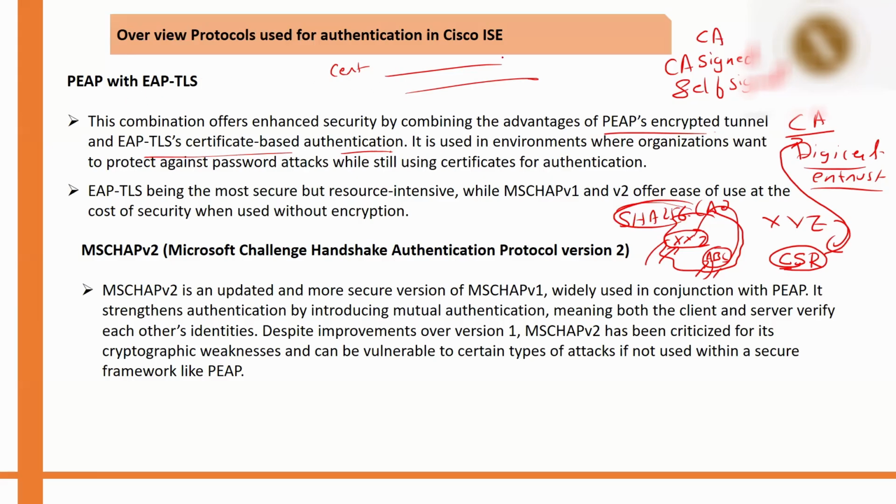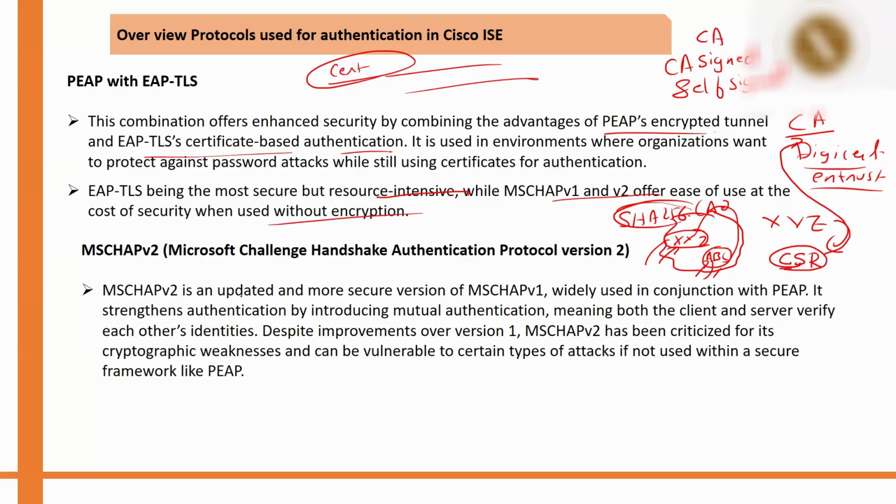The tunnel will be built, and the encryption and the identity will also be preserved through the certificates. So it's a combination. EAP-TLS is the most secure but resource intensive, while MSCHAP V1 and V2 offer ease of use at the cost of security when used without encryption.